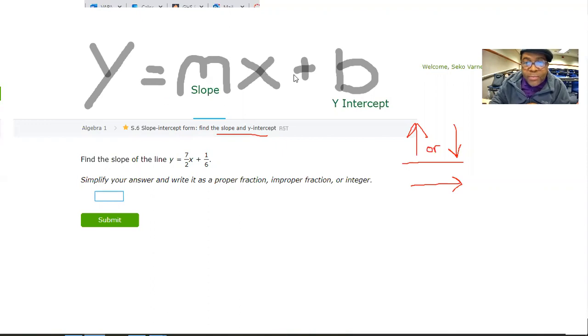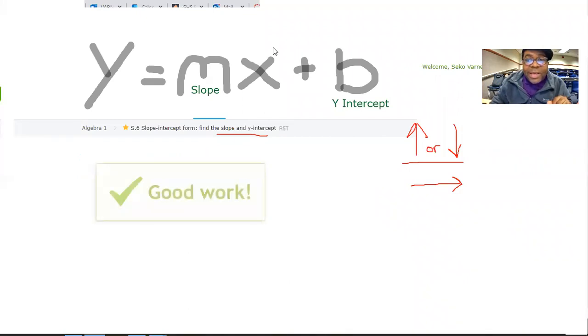Looking at the slope-intercept format, 7 over 2x, which is our slope, and it's already a fraction. 7 over 2 says 7 up, to the right 2. So find the slope of the line: 7 over 2. We're going to type in 7 forward slash, which is like a fraction piece, 2. That's going to be the answer.